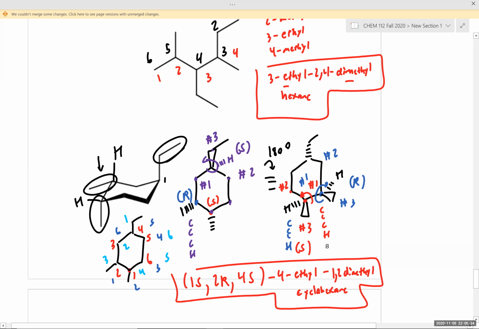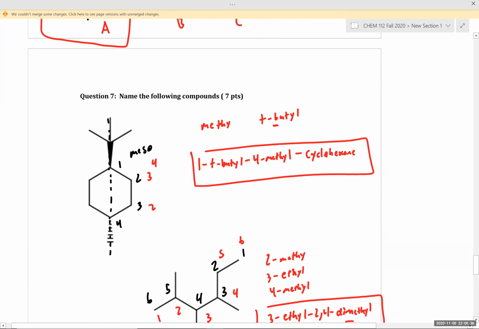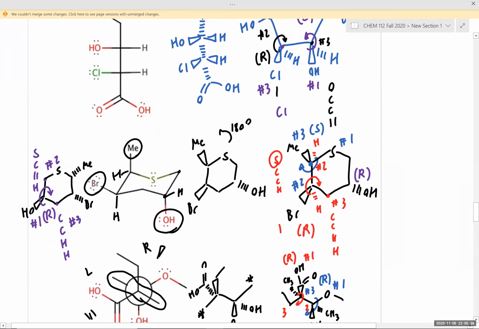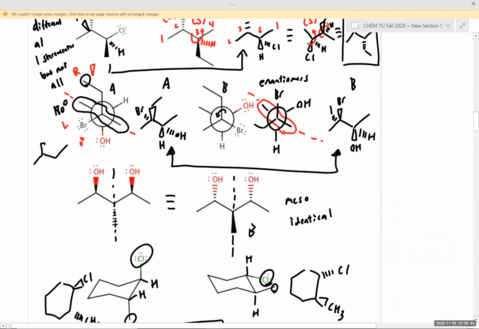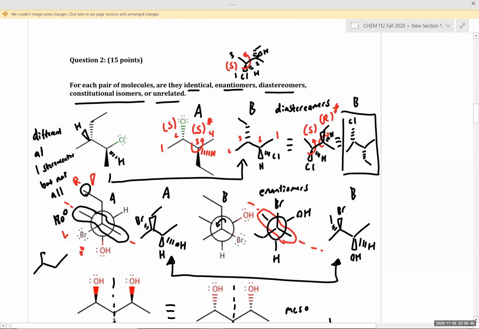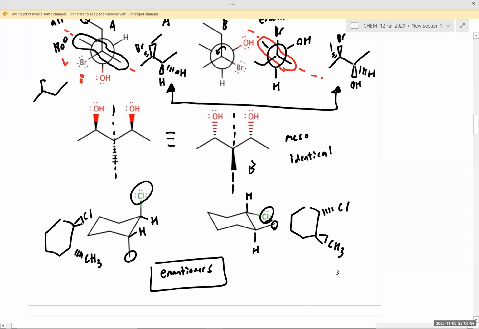Could you go back up to number 2, please? Question 2. Yeah, question 2. No problem. Can you scroll down a little bit? So that's the one you're talking about, making sure we check for the meso compounds. Yes. It has a plane of symmetry and an axis of symmetry, and by rotation, these two structures are identical.